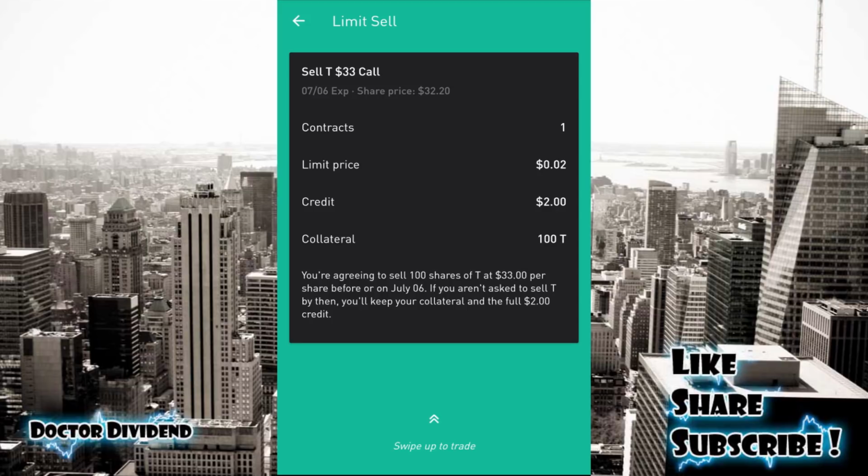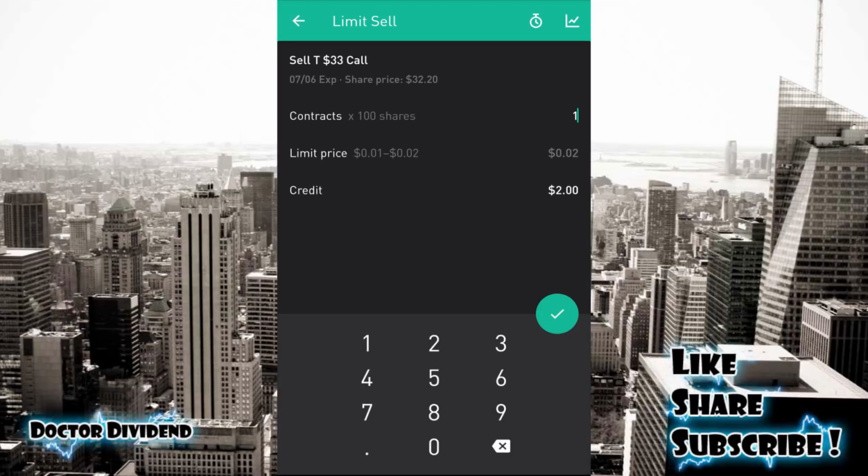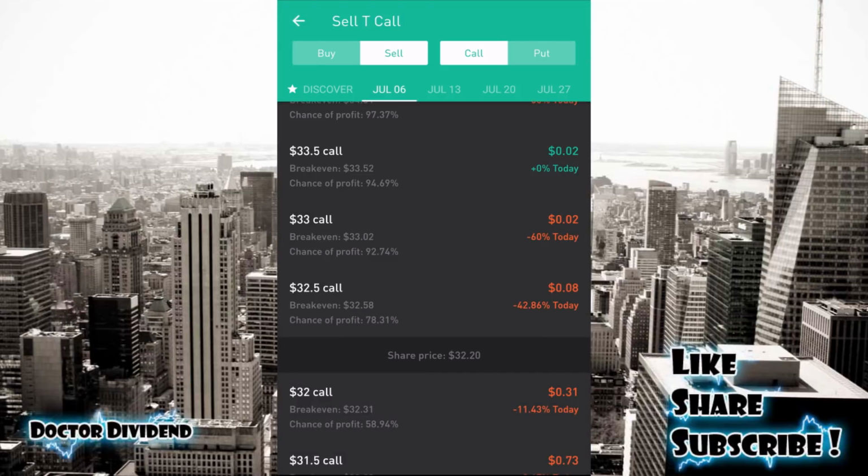So you can see on the bottom here, I'm agreeing to sell 100 shares of AT&T at $33 per share before or on July 6th. If you aren't asked to sell T by then, you'll keep your collateral and the full $2 credit. So that is how you do a sell call on the particular application. Let's do a sell put.